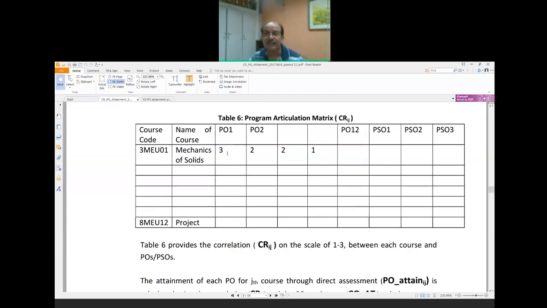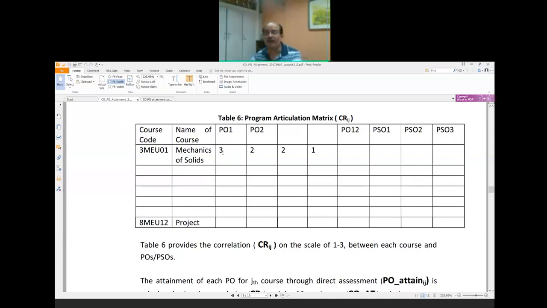Now, this provides the correlation. CR is a correlation between each course and each of the POs and the PSOs, on the scale of 1, 2, 3. We have got POs, we have got PSOs, rated between 1 and 3. This is again a departmental activity. While you define your curricula, you have to define this also.